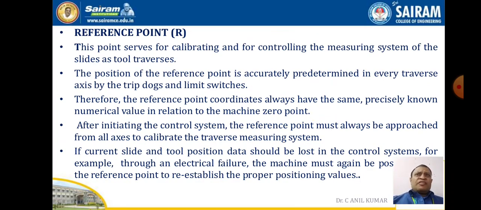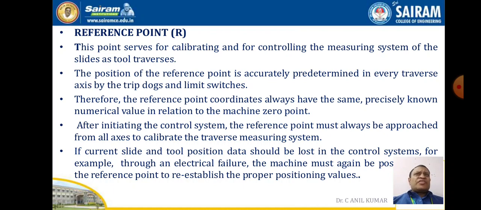The next point is the reference point. This point serves for calibrating and controlling the measuring system of the slides as the tool travels. The position of the reference point is accurately predetermined in every traverse axis by a trip and by means of a limiting switch. Therefore, the reference point coordinates always have the same, precisely known numerical value in relation to the machine 0.